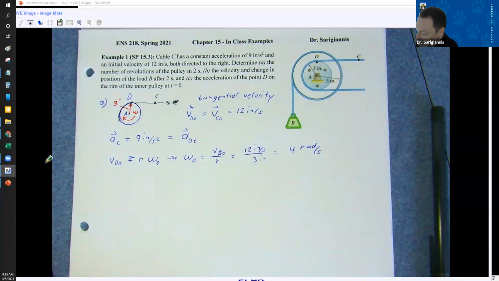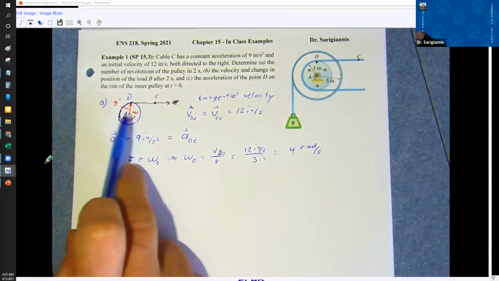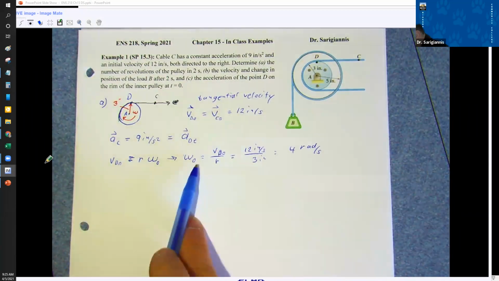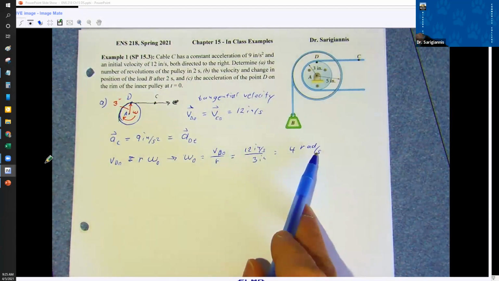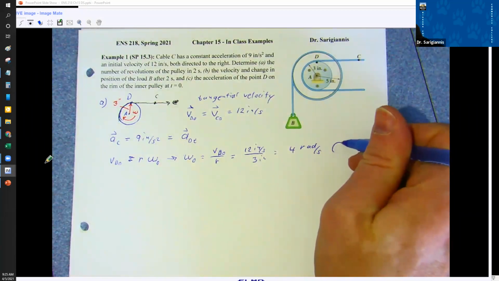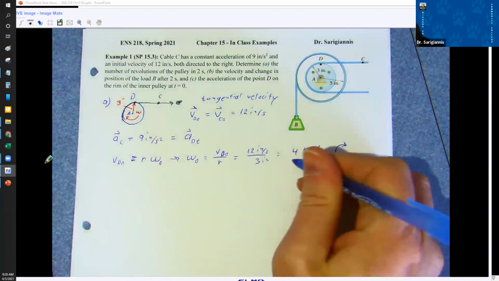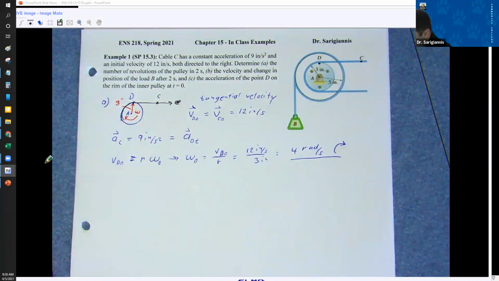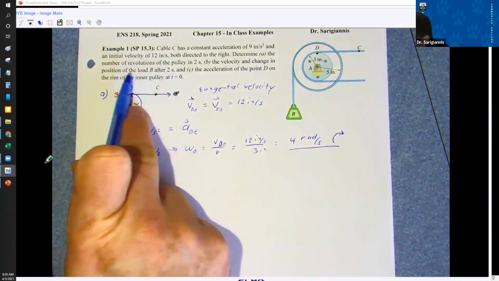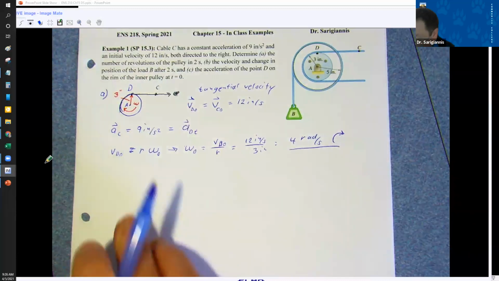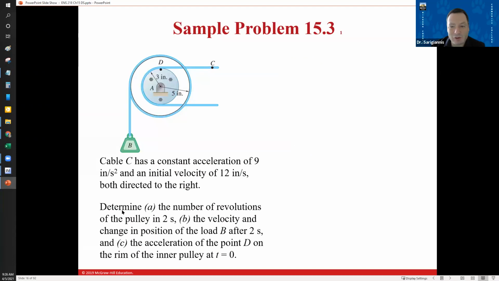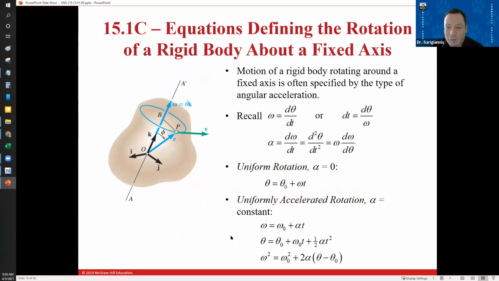We need a direction on this. Again, this is kind of working backwards, right? You've got your tangential velocity, and we're trying to find omega. 4 radians per second. Well, this is going to be in the clockwise direction, right? We still want to figure out the number of revolutions of the pulley in 2 seconds. So let me just go back to the slides for a minute. We've got to come up with some values of these components if we want to use these equations.